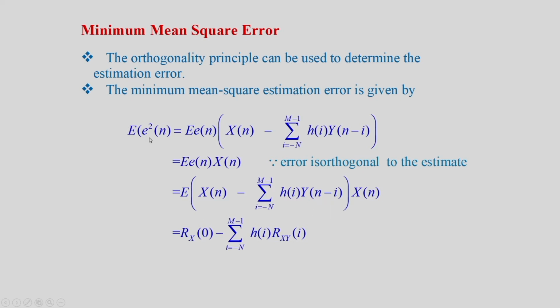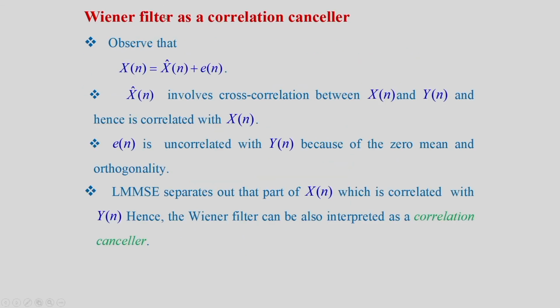So, that way E of E square n will be equal to R x of 0 minus summation h i R x y i, i going from minus n to m minus 1. So, the orthogonality principle can be used to derive the mean square error of estimation. We will interpret the Wiener filter also as a correlation canceller.